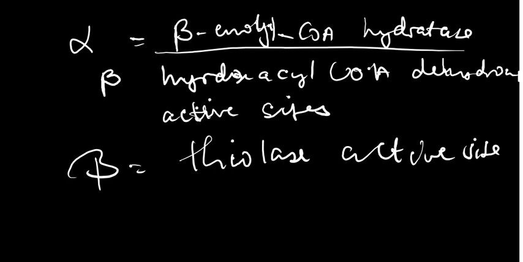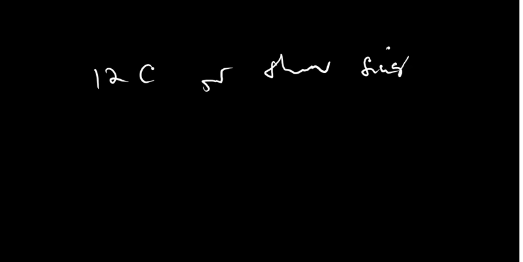Alright, the fatty acid chain that has 12 carbons or shorter is worked on by single enzymes, unlike the ones worked on by the trifunctional enzyme. So this one is worked on by single enzymes that are dissolved within the matrix.